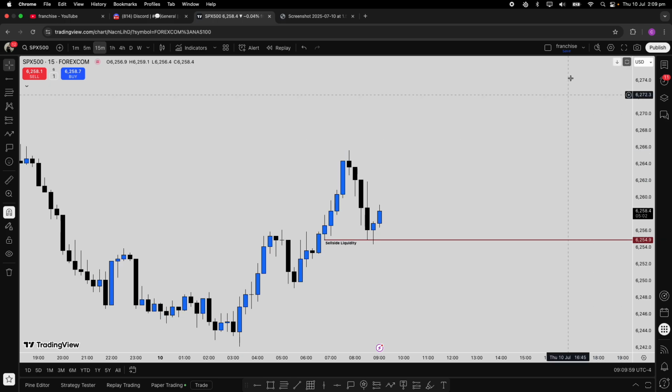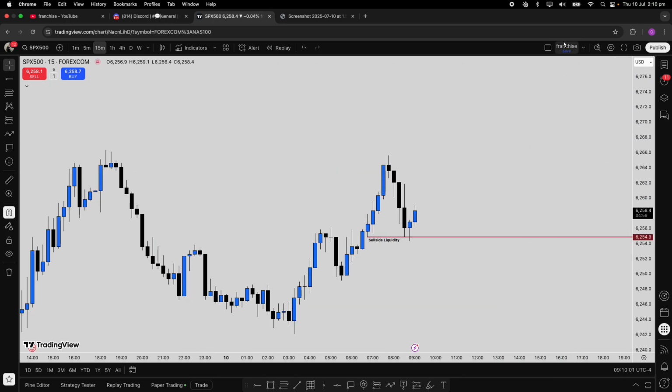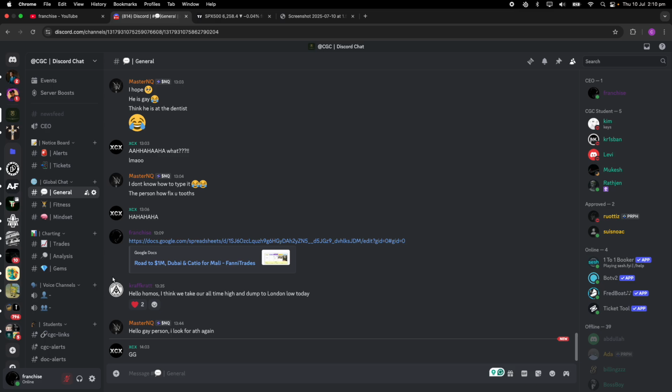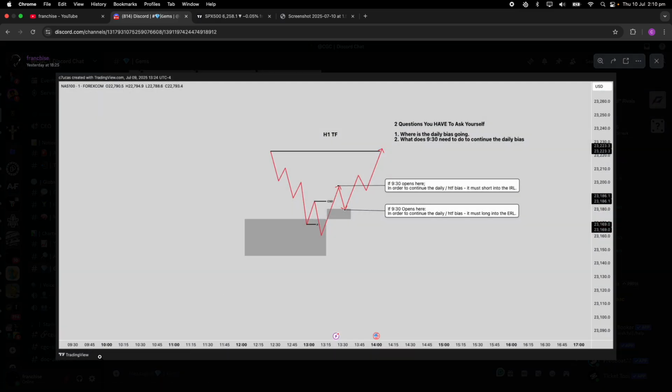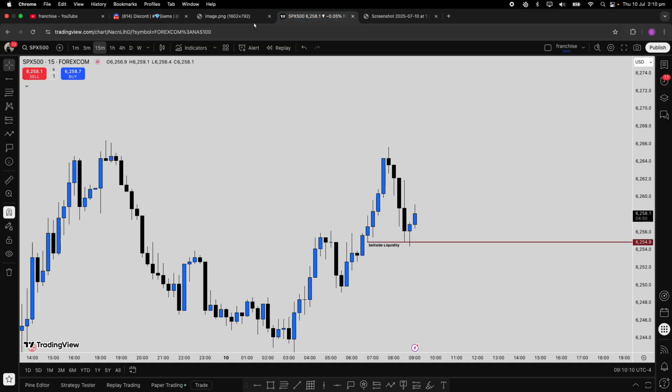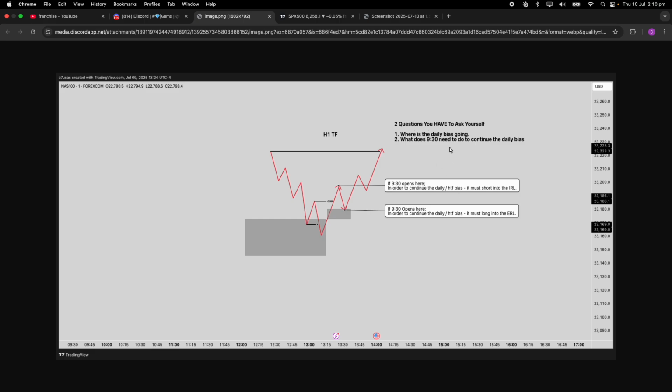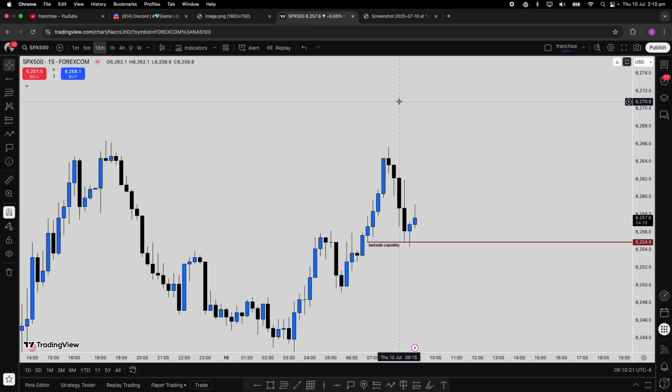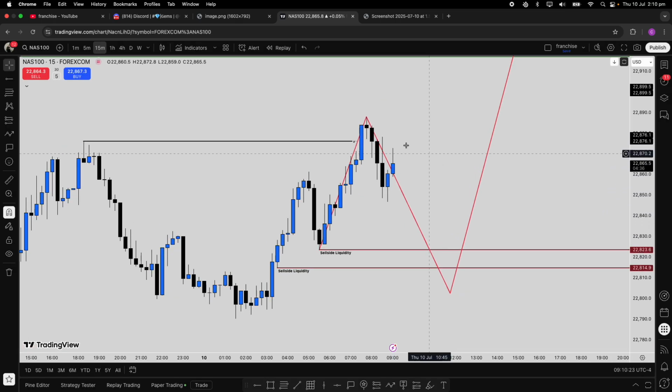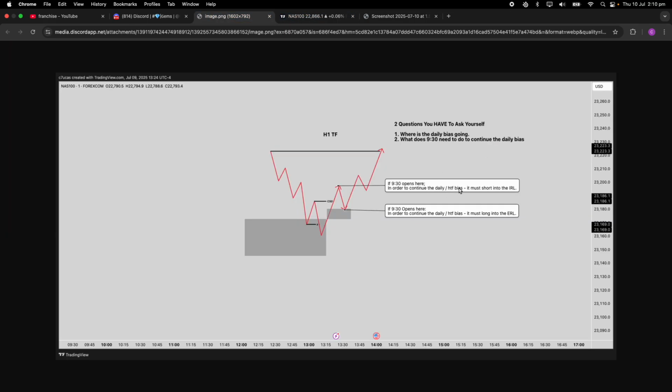So I think in the upcoming lecture that will come up before this, I can talk about it. I'll get the image up. Relating back to this image, where is the daily bias going? What does 9:30 need to do to continue the daily bias? If 9:30 opens here, which is what I was saying on NASDAQ, if 9:30 opens here, in order to continue the daily / higher time frame bias, which is higher, it must short into the IRL.